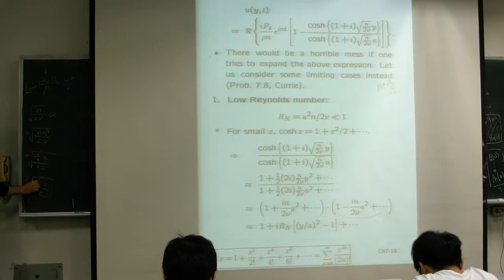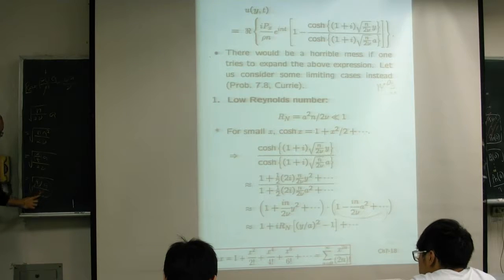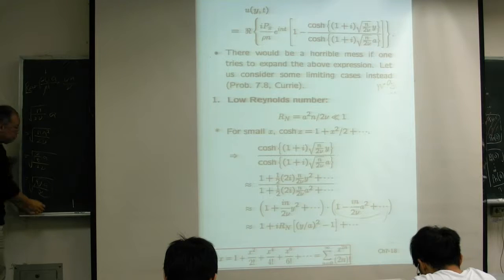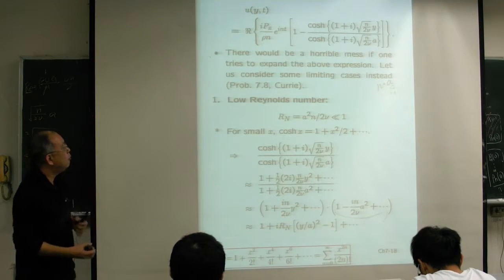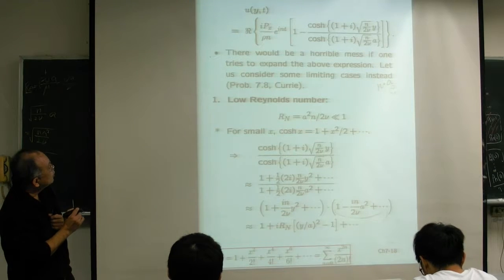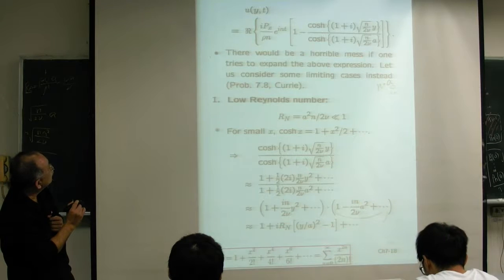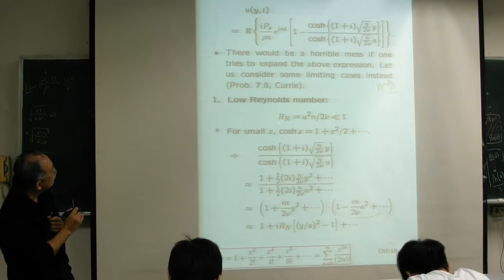Velocity times a divided by mu. We're using the u. Okay, so we can define this as a Reynolds number, a non-dimensional parameter: a squared n divided by 2 mu. This term here can be defined as a Reynolds number. So Rn is a Reynolds number.